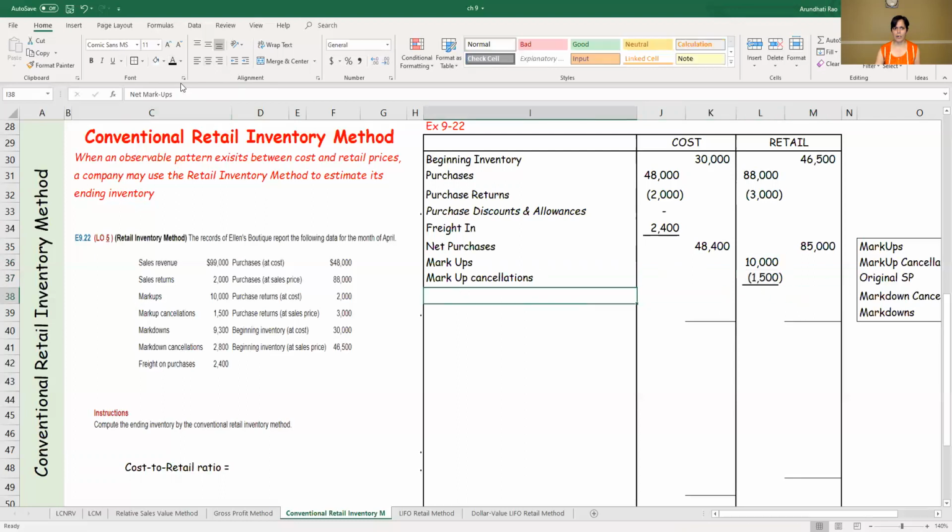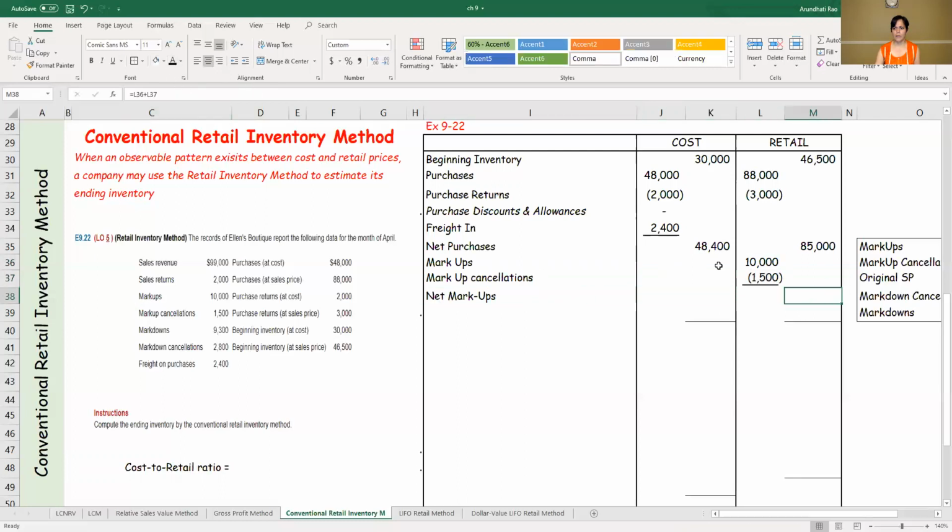So the net markups are going to be 8,500. Notice I don't put anything in the cost column for this, because markups and markup cancellations relate to the selling price, and have nothing to do with the item that I purchased. Okay. There's one more item over here. I'll come back to it later on.